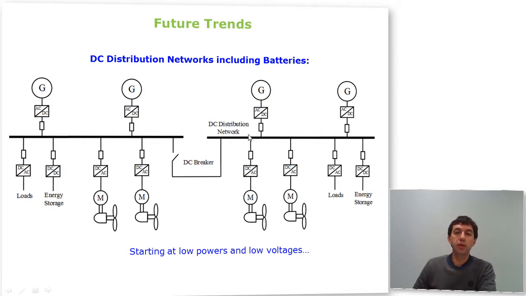This tendency of DC distribution networks is starting at low powers and low voltages, in vessels of not very high power, but little by little, these DC distribution networks are starting to be used more and more. So the technology is changing in this way. The philosophy is maybe very similar, but the distribution will be in DC.